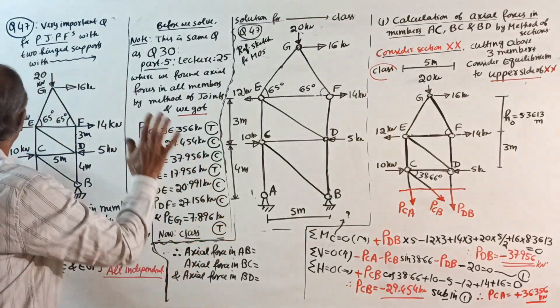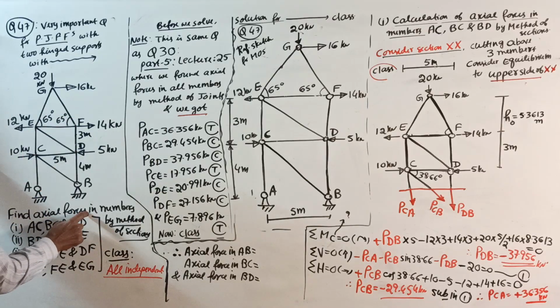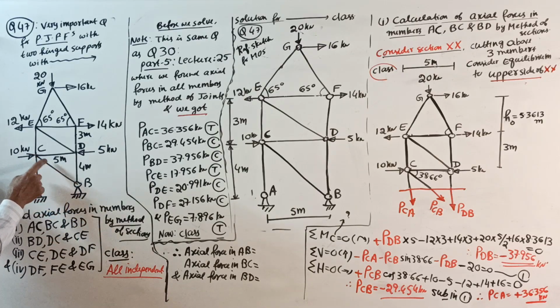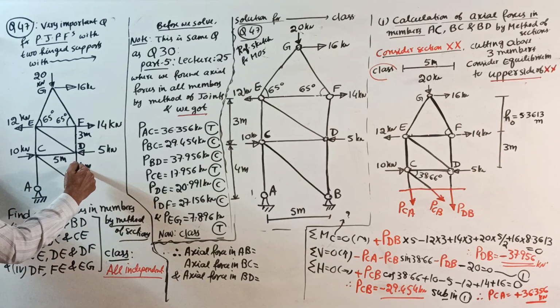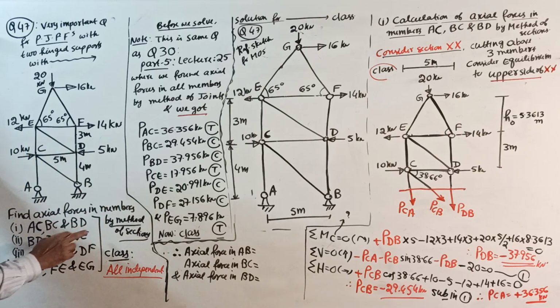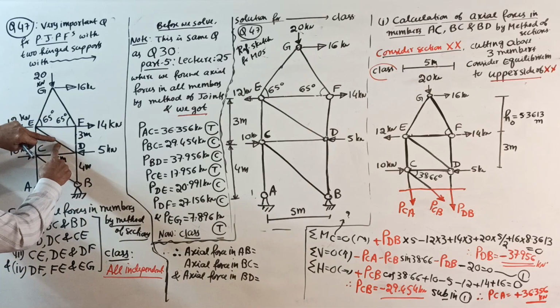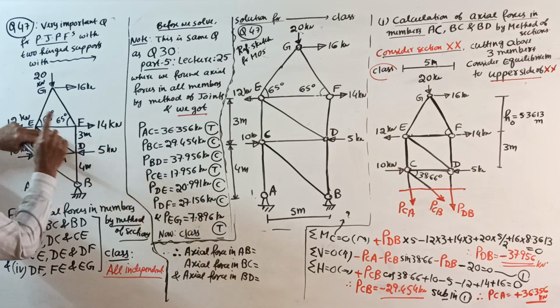Now, this is the question. Find axial forces in the members. See here: AC, BC, BD. One question. Second question: BD, DC, CE. Third question: CE, ED, DF.